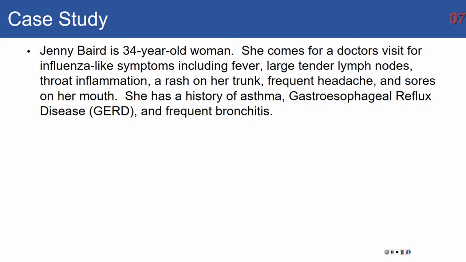So let's start with a case study. Jenny Baird is a 34-year-old woman. She comes to the doctor's office with influenza-like symptoms, including a fever, large tender lymph nodes, throat inflammation, a rash on her trunk, frequent headaches, and sores on her mouth. She has a history of asthma, GERD, and frequent bronchitis. What kind of diagnosis would you have?